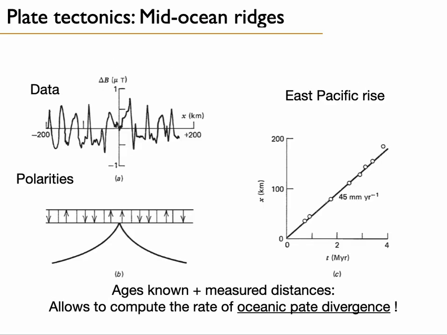In a way, one can measure the magnetic field along the oceanic floor and pinpoint the location of polarity reversals. If we know the age of the polarity reversal, and of course we know the distance which has been traveled to measure a profile, one can also compute the rate of oceanic plate divergence. So that's an example for the East Pacific Rise. There's a correlation between time and position that gives a rate, here a velocity.